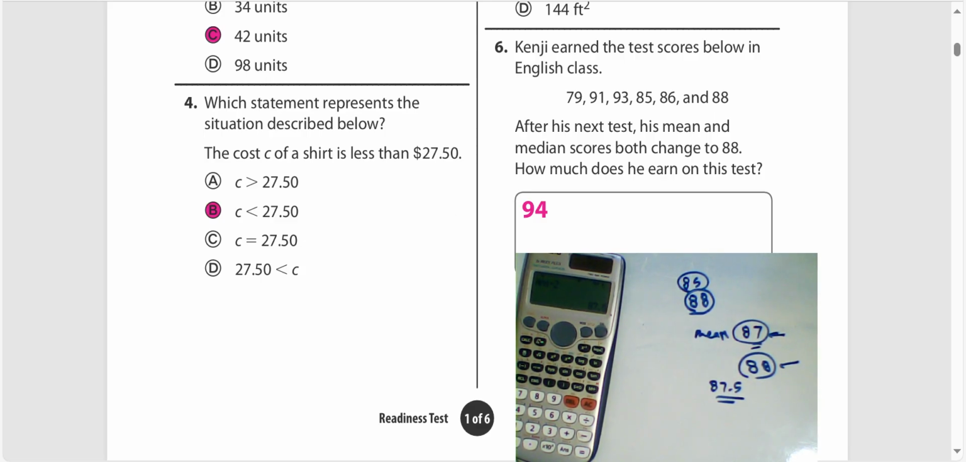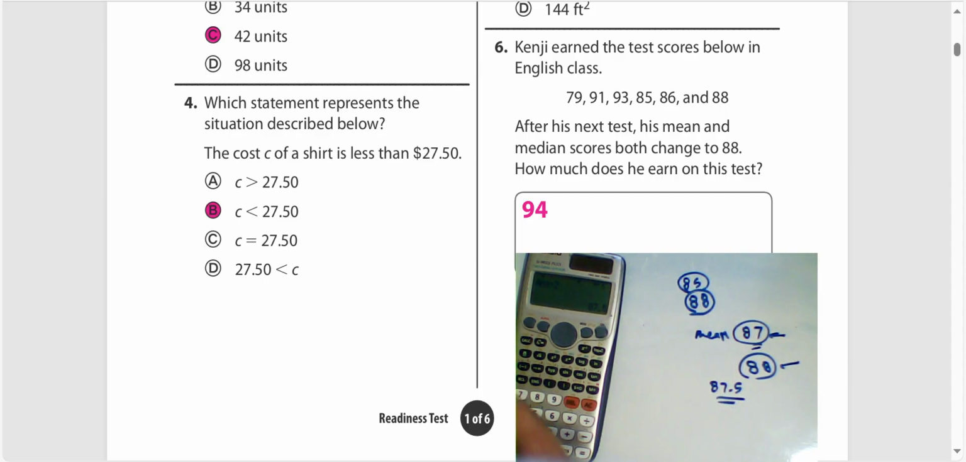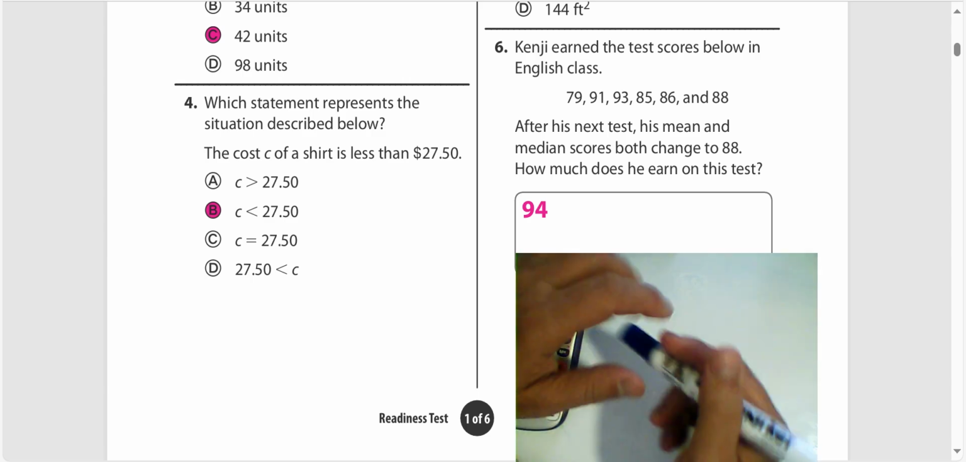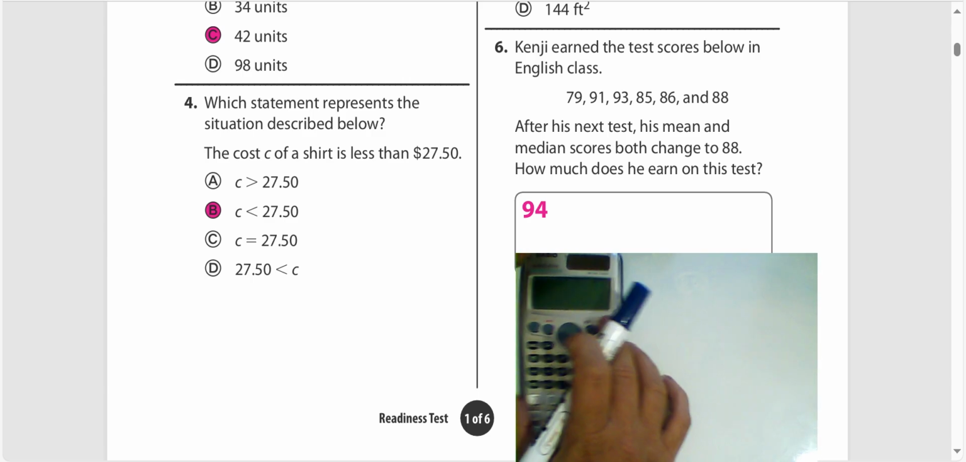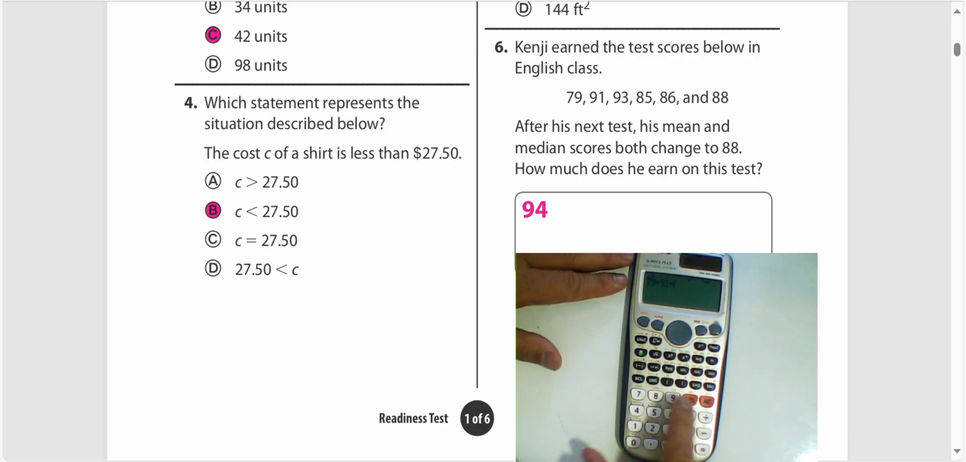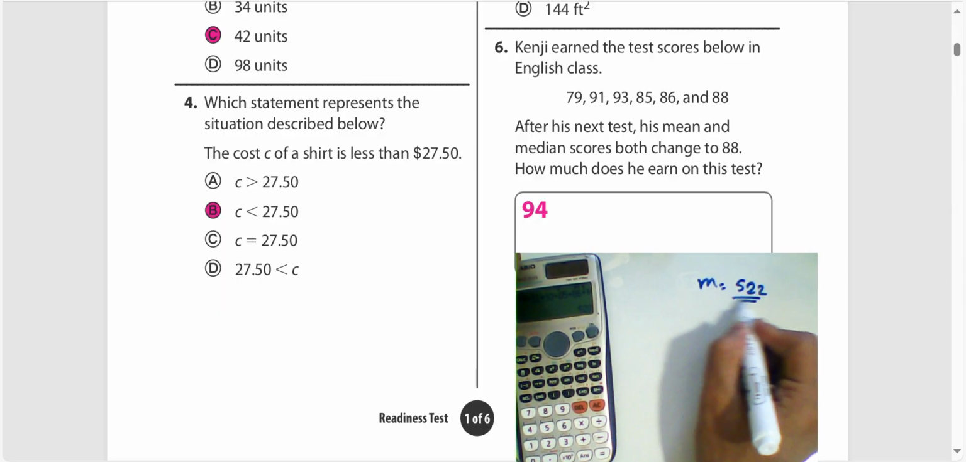Then he will earn it what? We will change 85 to 88, then the median will be 86. In this method we have 86 as the median. Understood? The answer will be 24. Why? We know the sum of all numbers equals 522. If we add together 79 plus 91 plus 93 plus 85 plus 86 plus 88 equals 522. It's the median. Okay, the median here.